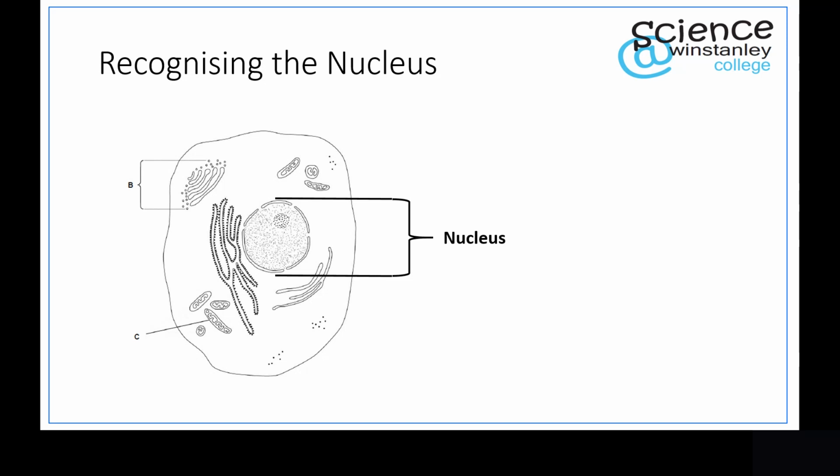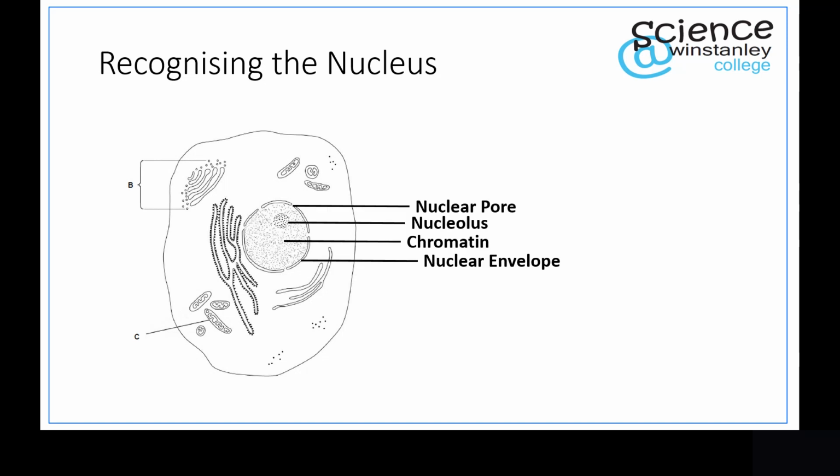So if you were given a diagram of a whole cell like this, you would be expected to be able to recognize the nucleus, but not just the nucleus. You would be expected to be able to label all those different components we've just talked about. So you can see the nuclear pore there. You can see the nucleolus, that darker spot in the center. You can see where the chromatin is, and you can see the nuclear envelope. Now, the chromatin is the darker part within the nucleus, around the nucleolus. Obviously, any bits that would appear white would be the nucleoplasm, but it's hard to distinguish between the two on this diagram.